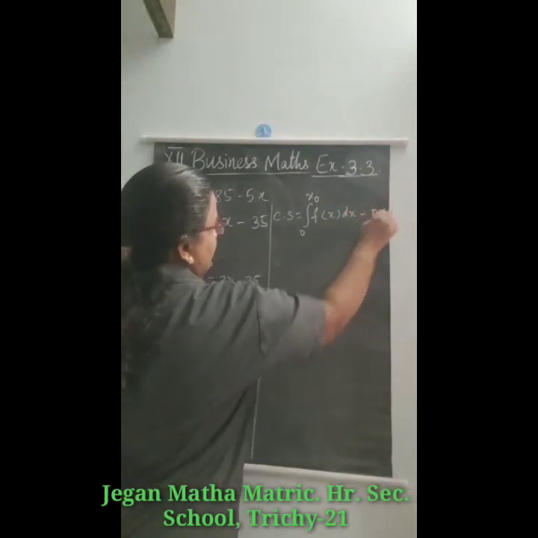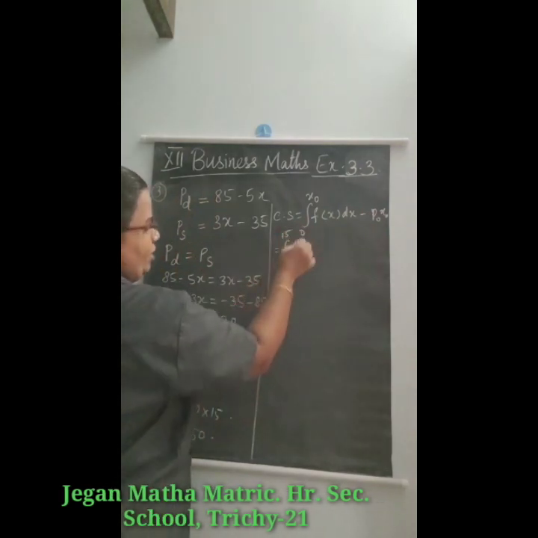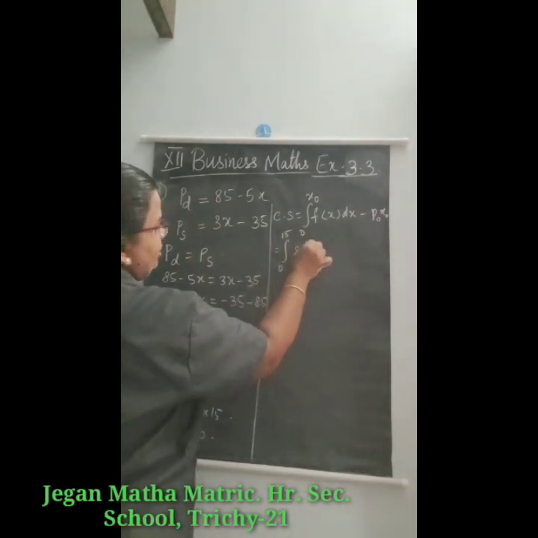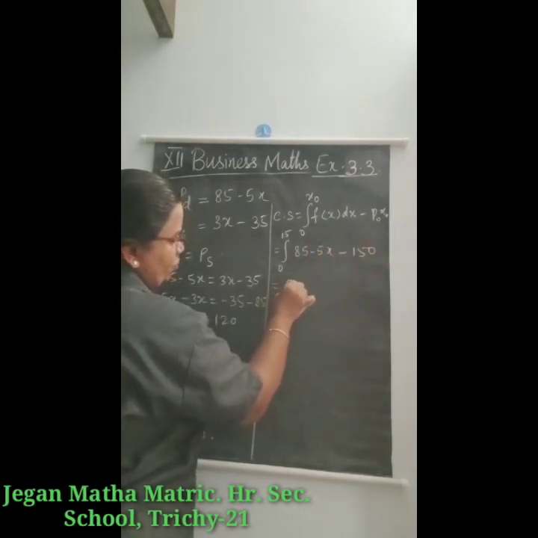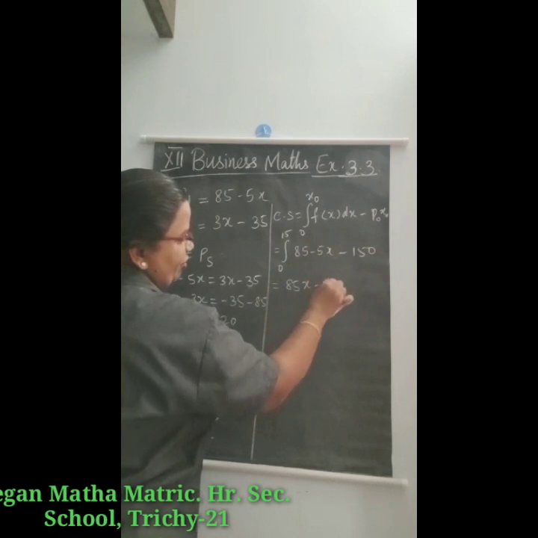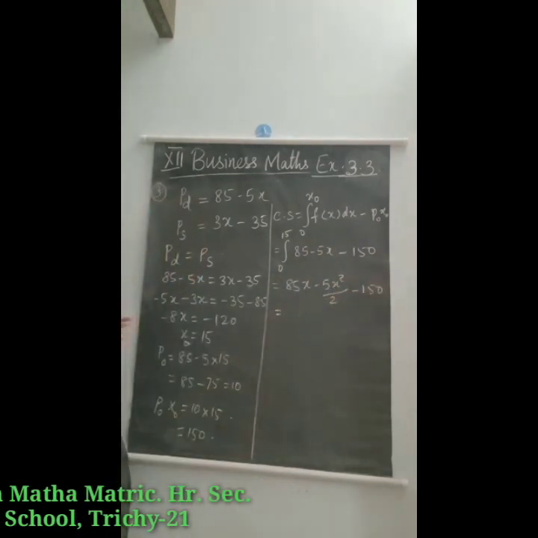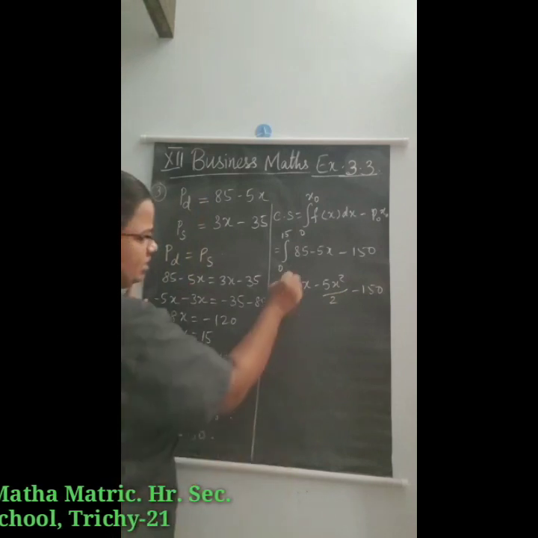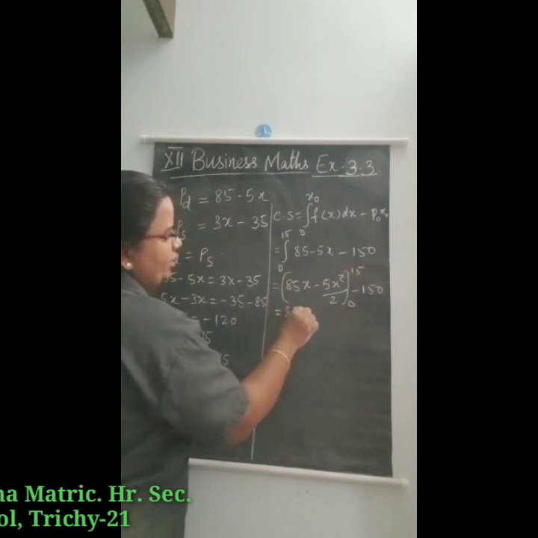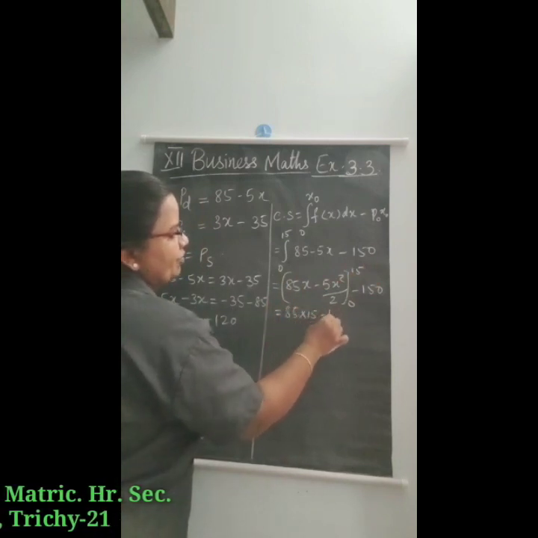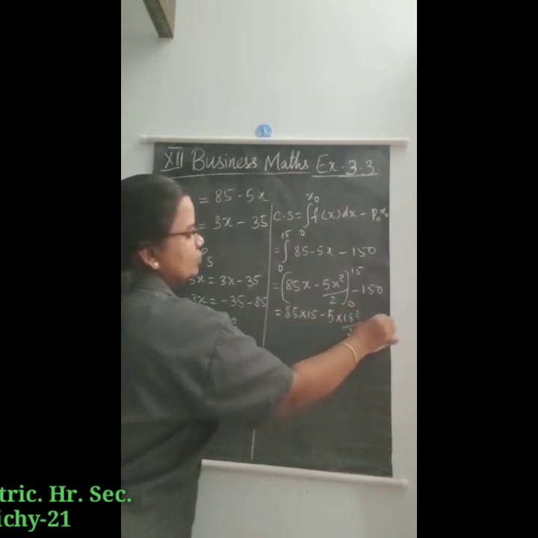So that is equal to integral from 0 to, what is x naught? 15. And what is f of x? That is 85 minus 5x, minus 150. So that is equal to 85x minus 5x squared by 2 minus 150, with the integral limit of 0 to 15. So 85 into 15 minus 5 into 15 squared divided by 2 minus 150.